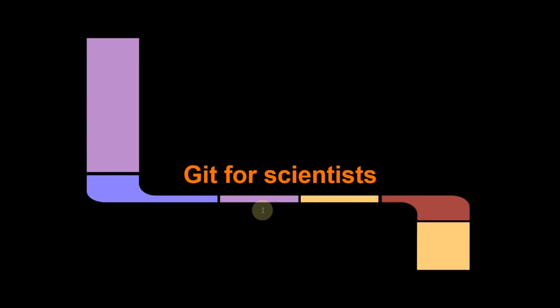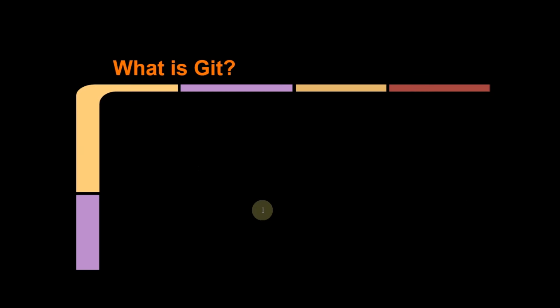So let's start with a little bit of background on what Git is and why I think it's good for us to learn how to use it. First of all, what is Git? Git is what is called version control software.